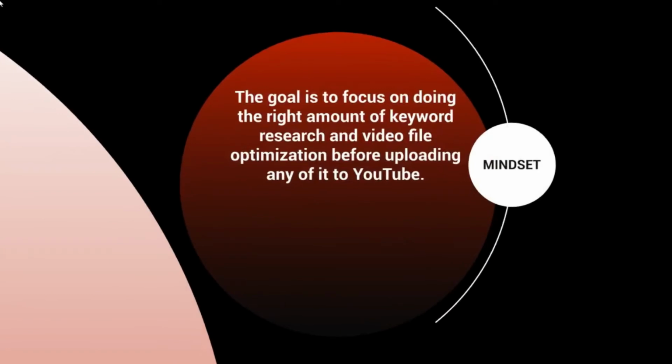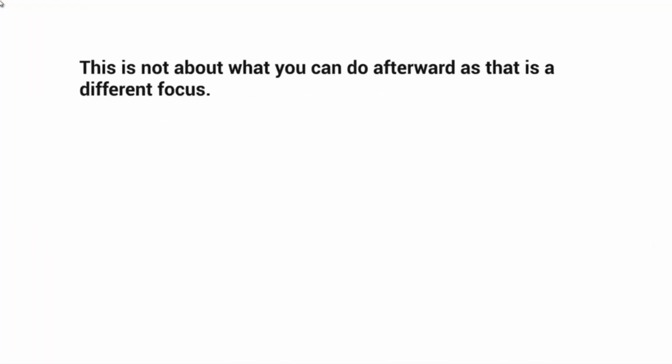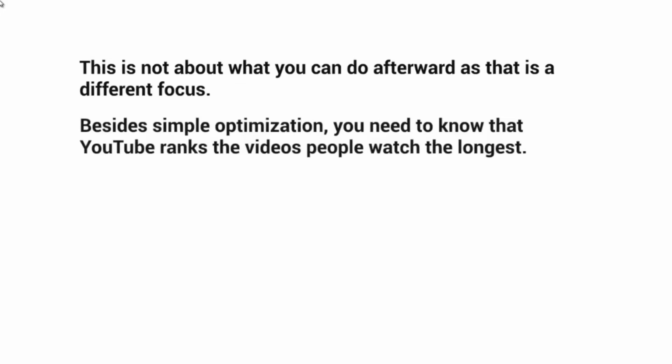I want to first start out by saying the goal is to focus on doing the right amount of keyword research and video file automation before actually uploading any of it to YouTube. Essentially, this is all about what most people forget to do before making their YouTube video live. Most people think about what to do after they upload the video. They don't really think about what they have to do before making it live. So this is not about what you can do afterwards, as that is a totally different focus, but rather before.